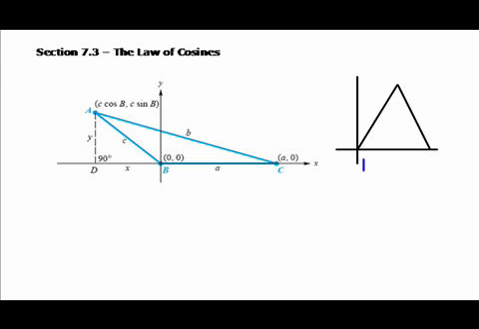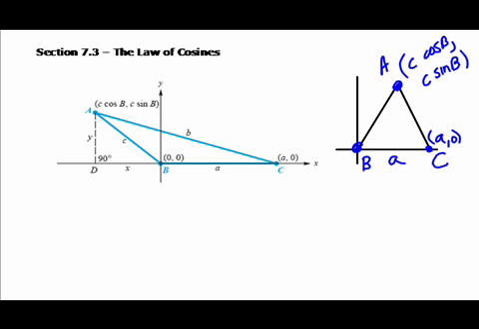So point B would be here. Point B will have the point 0, 0. Out here is some point C, and we've traveled some distance a, so point C would have the coordinates a, 0. What I'm about to show you is where the coordinates for A come from. They have it labeled as c cosine B, comma, c sine B, being the x, y coordinates for that point. So again, where are those coming from?